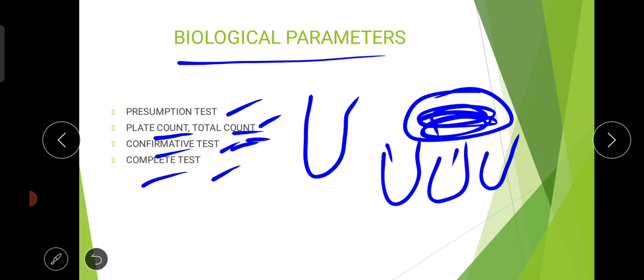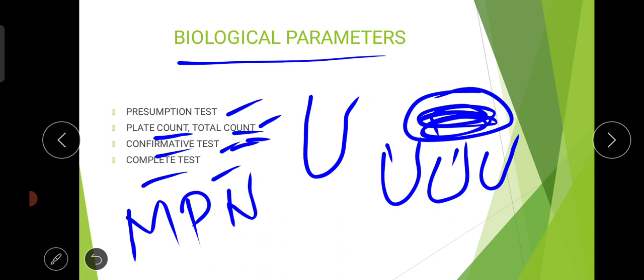Next, the confirmative test. If you are doubtful, or if you are not sure that there are coliforms, and you want to make sure whether it is coliforms or not, then we have to go for the confirmative test. In the confirmative test we have to carry out MPN. What is MPN? It is the most probable number.